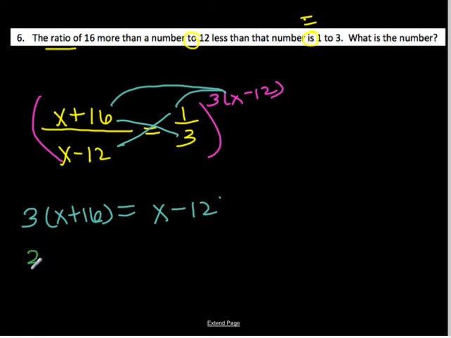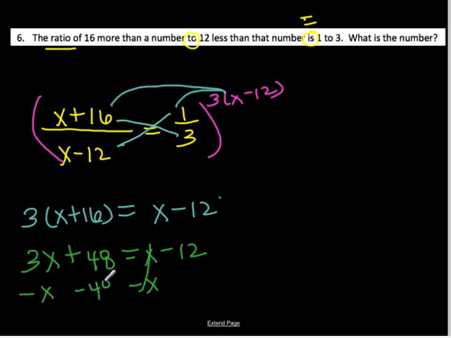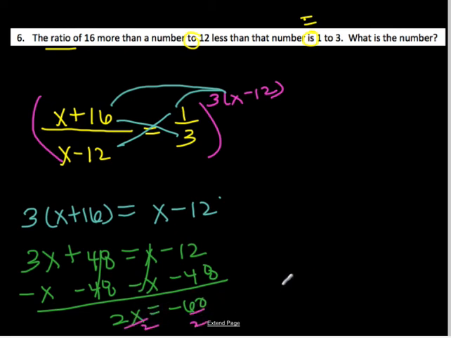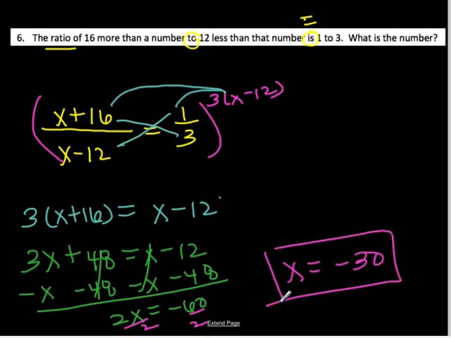Then I would go ahead and distribute. So I would have 3x plus 3 times 16 is 48 equals x minus 16. I would subtract x, and I'm going to subtract 48. So we have that 2x is equal to negative 16 minus 48 is negative 64. I would divide both sides by 2. So I get that x is equal to negative 32. So the number that they have is negative 32. And I would recommend plugging it back in and making sure it's correct.